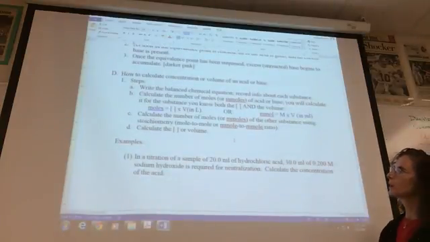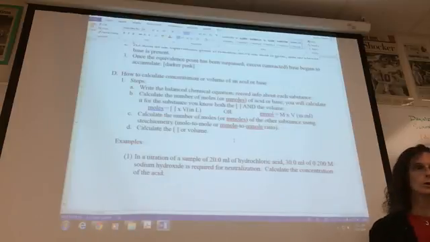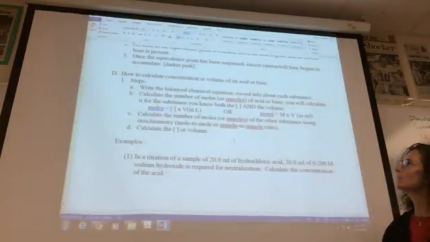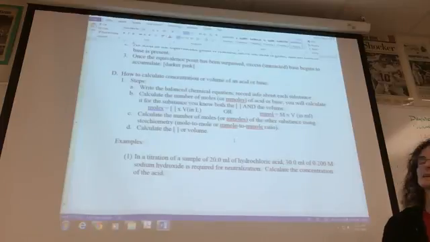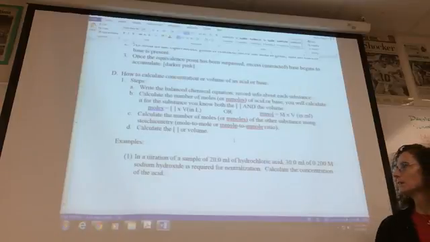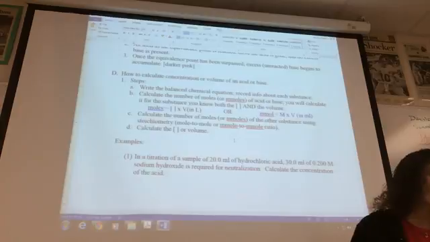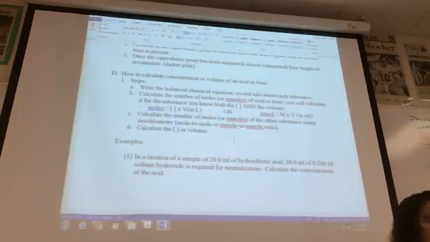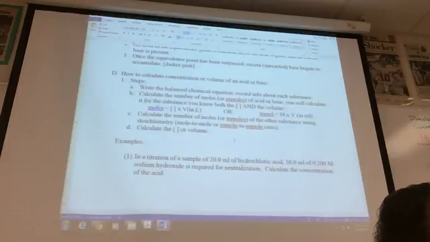What we want to feel comfortable with today before doing the lab is how to calculate concentration or volume of an acid or a base. Now in the lab you're more apt to calculate concentration, and that's what I also did on your test. So we'll focus on that initially, but I'll also show you how to determine the volume. There are a couple of pieces of information that you need to recall from previous lessons to be successful here, and we'll review those concepts.